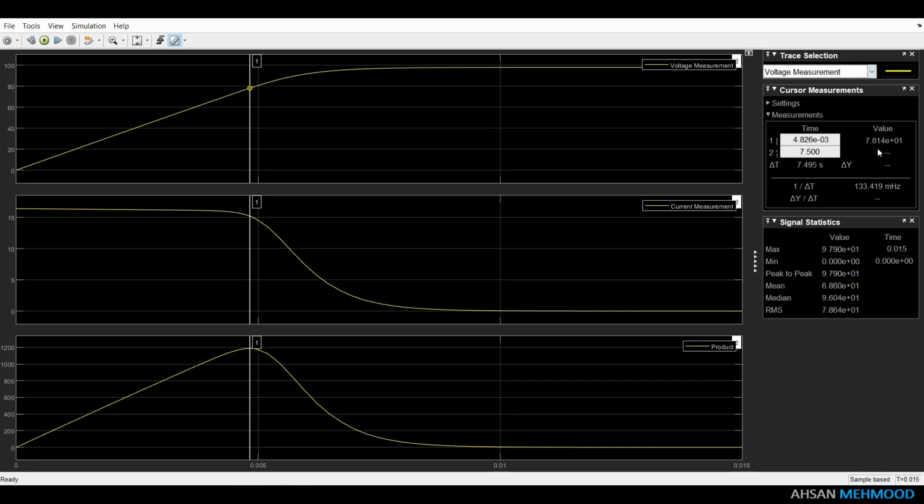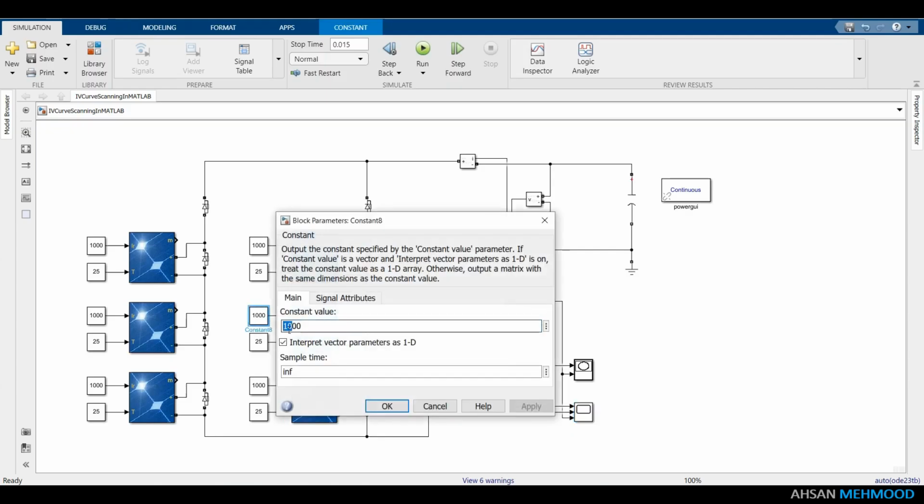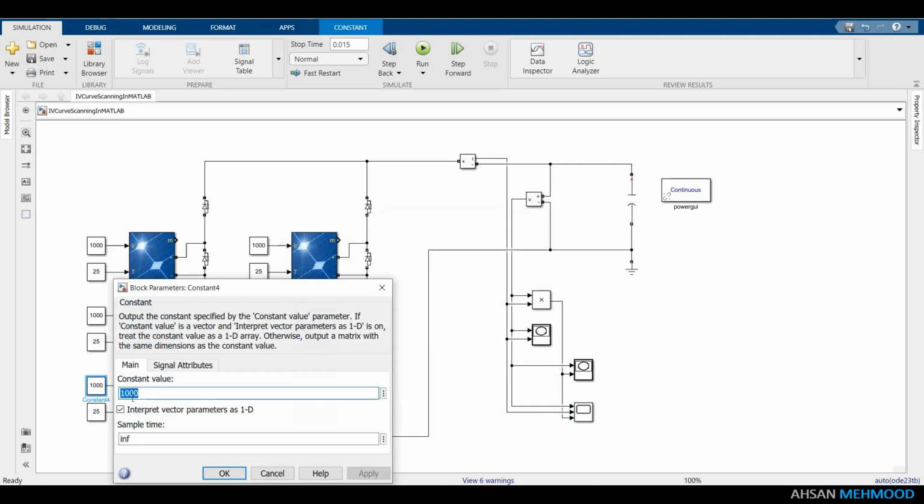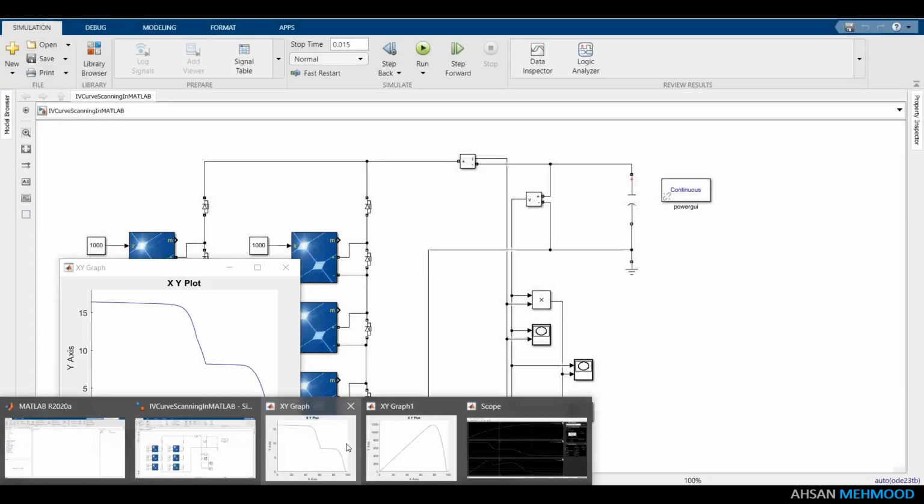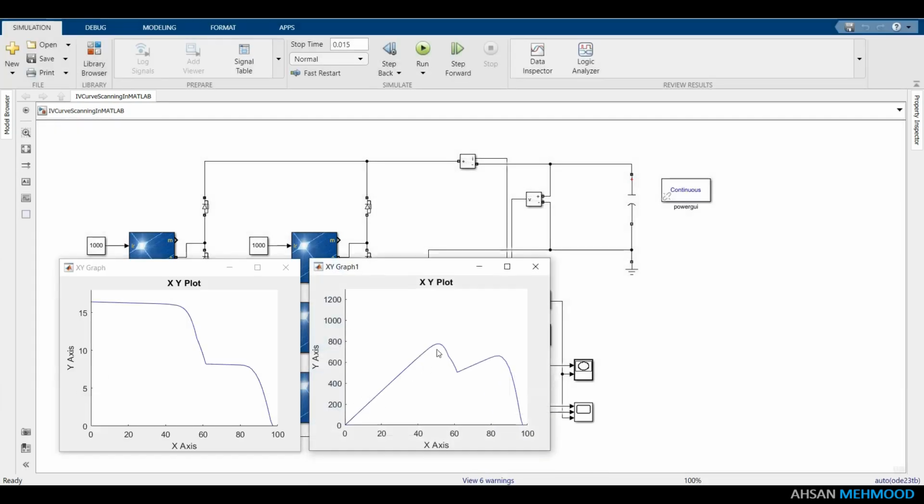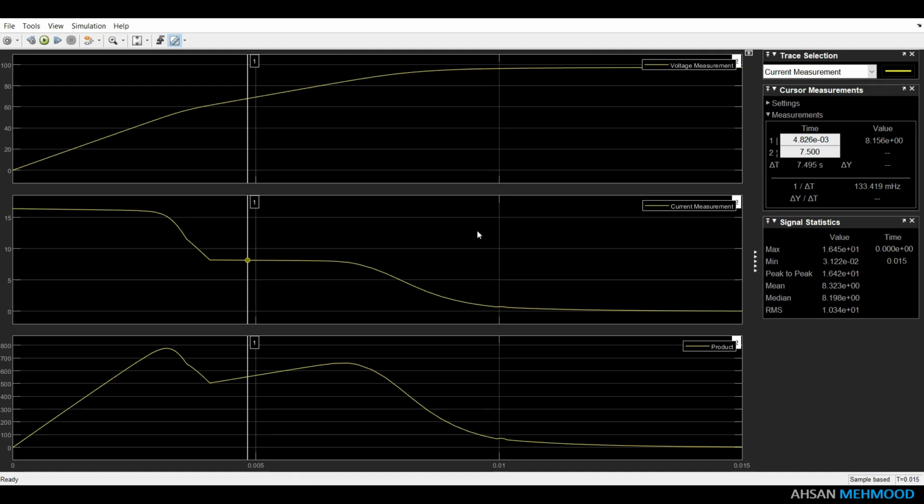Voltage and current at MPP are 78.14 volt and 15.21 ampere respectively. Now create a shading pattern as shown on the screen and run the simulation again. You can observe in XY graphs that IV curve resembles a staircase pattern and PV curve has two maximum points, the first one of which is global maximum.